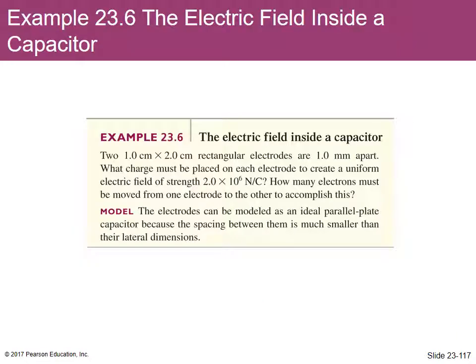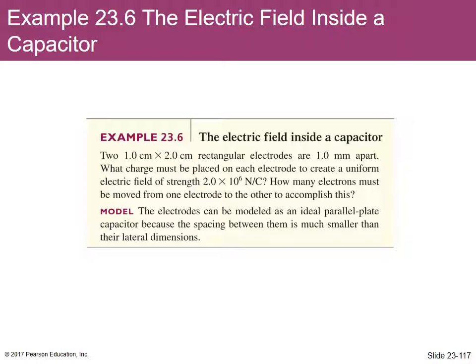Two 1 centimeter by 2 centimeter rectangular electrodes are 1 millimeter apart. What charge must be placed on each electrode to create a uniform electric field strength of 2 times 10 to the 6 newtons per coulomb? How many electrons must be moved from one electrode to the other to accomplish this?